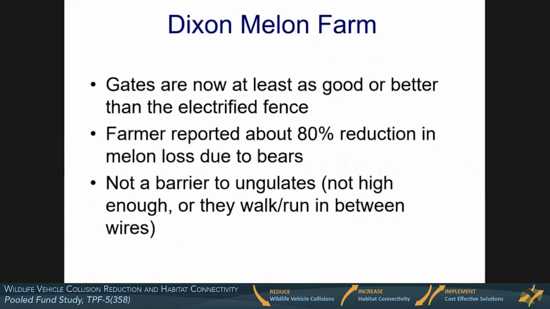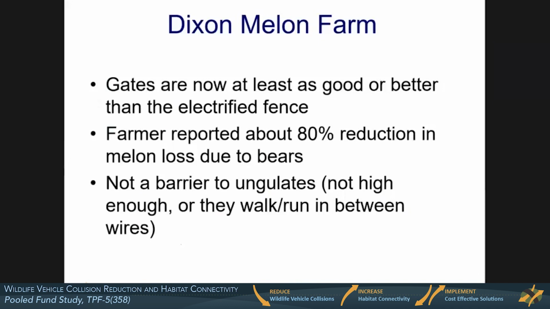Now, preliminary conclusions. After modifications, these gates are a very good barrier, nearly 100% for the 3 barrier types for bears. And compared to the electric fence surrounding the melon patch, they are at least as good and actually even better than the electrified fence. So this is quite promising. It allowed us to test the barrier effect of these experimental things in a controlled setting. And it seems that we might be able to move on to a publicly accessible location along a real highway.